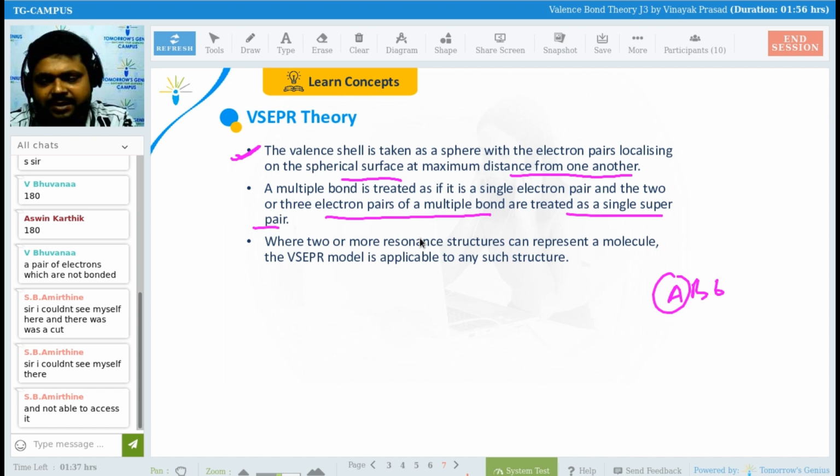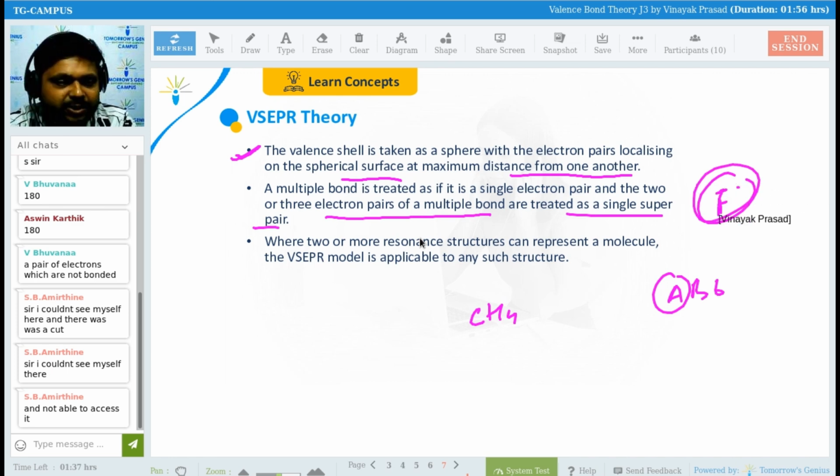Let's suppose CH4 is there. In CH4, the carbon is surrounded by 4 hydrogens, right? But there can also be a chance of something like SF6. If F will be surrounded by any atom, how many electrons does F have in its outermost valence shell? Sorry, 1 electron is there in the outermost.